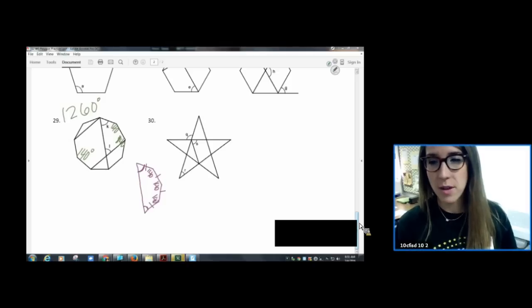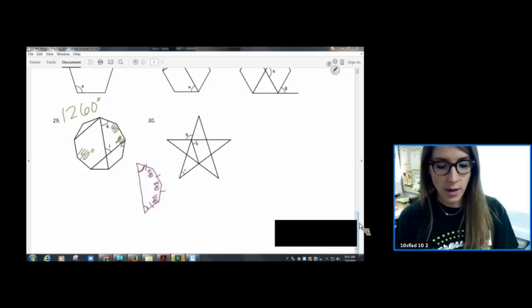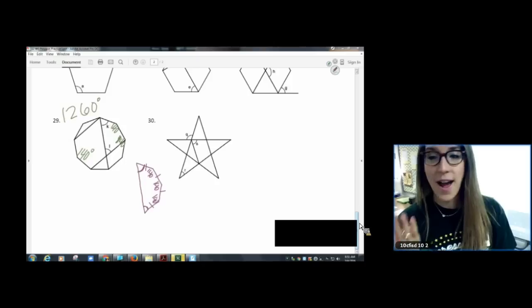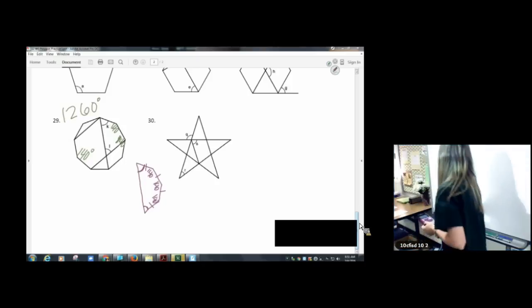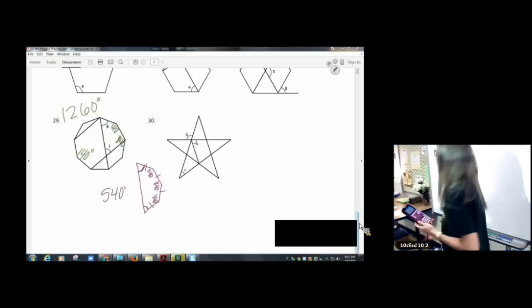Is that okay with everyone? That's the key to this one. So I'm going to take 140. I'm going to multiply it by 3. Now, how many degrees are in a pentagon? You might memorize this one because this one does come up a lot. There's 540 degrees in a pentagon.